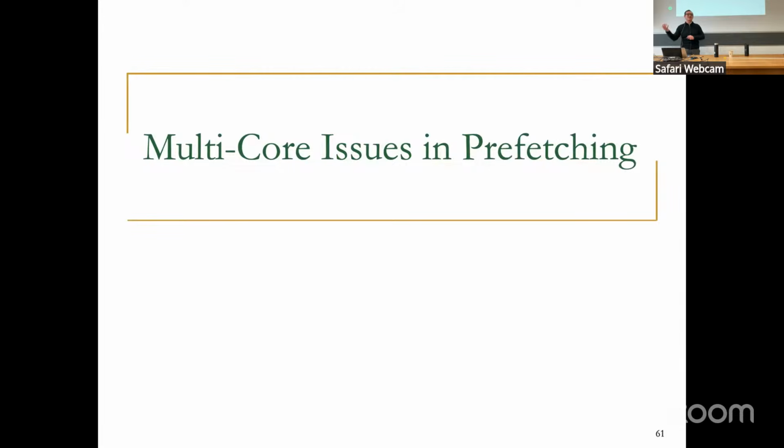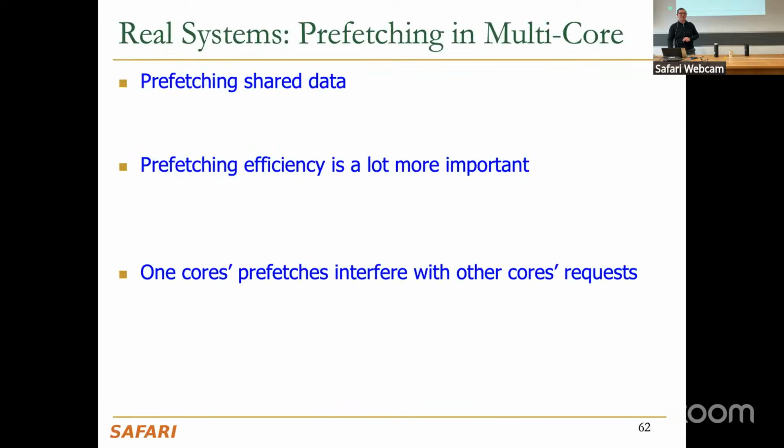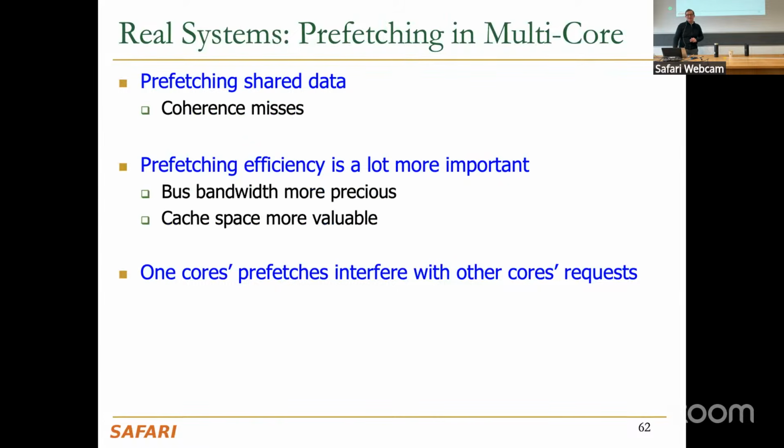So why should we consider multi-core a little bit separately? Well, because there are different issues in multi-core. Prefetching efficiency, I'll start with the second one actually, is a lot more important. Because bus bandwidth is more precious, right? Multiple cores are really demanding things from the same memory. Cache space is also more valuable because they're shared caches.